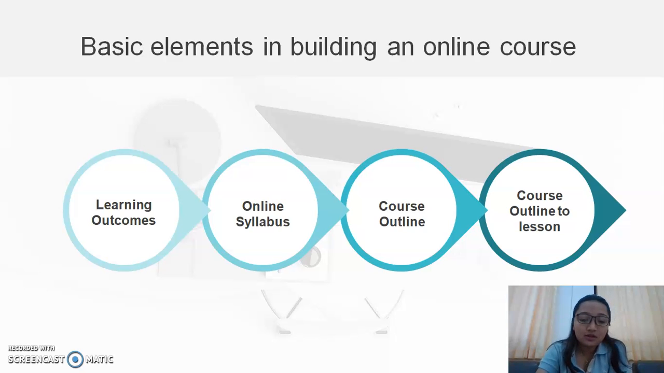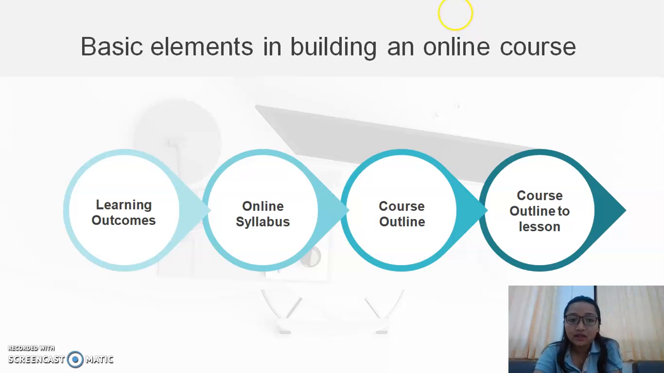The second is online syllabus. Online syllabus includes a communication strategy. It's about how and when students can contact you via email, phone, chat, and etc. And the second is a clear description of the course time frame and format. It explains the due date. And next is guidelines for online class participation.